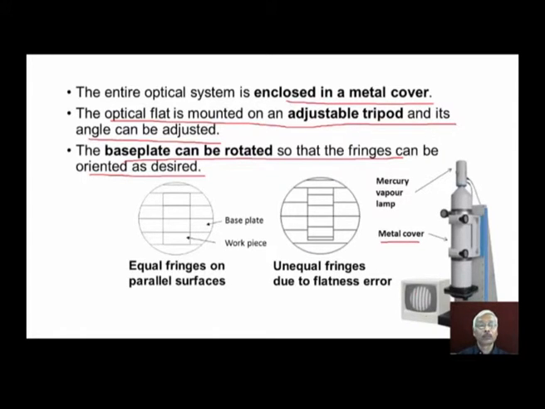Now, say we have a workpiece which is to be inspected like this, and the top surface of the workpiece is parallel to the bottom surface. That means these two working surfaces of the workpiece are parallel. And if this is the case, we can observe the fringe pattern like this.